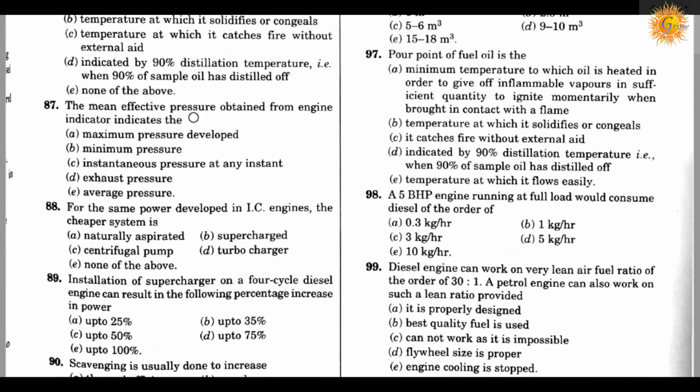The mean effective pressure obtained from engine indicator indicates the option A, maximum pressure developed, option B, minimum pressure, option C, instantaneous pressure at any instant, option D, exhaust pressure, option E, average pressure. So correct answer is E, it will be average pressure.